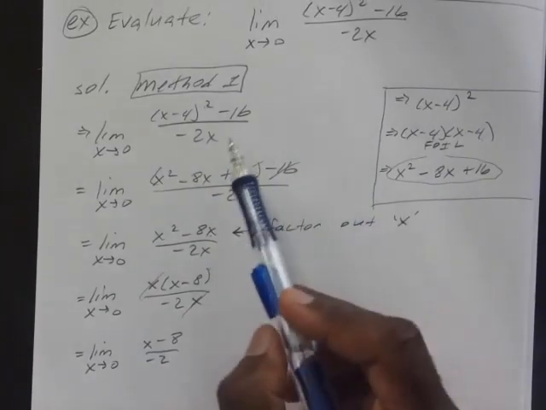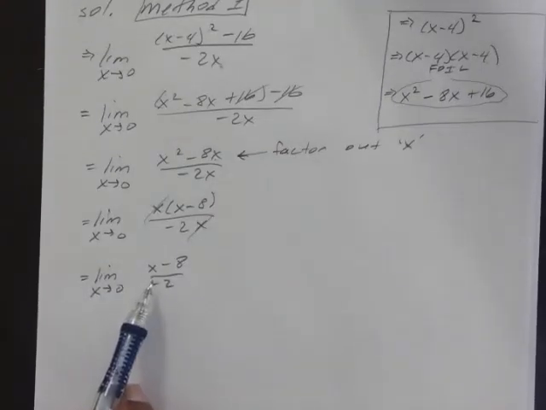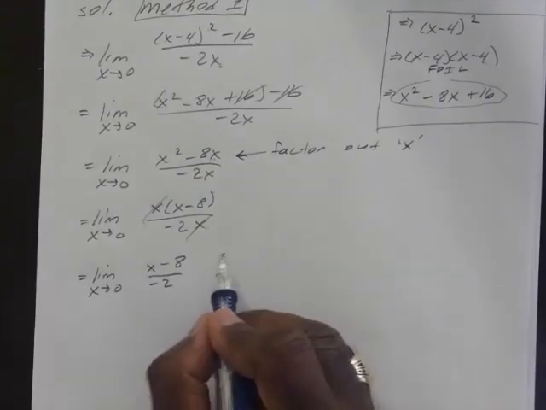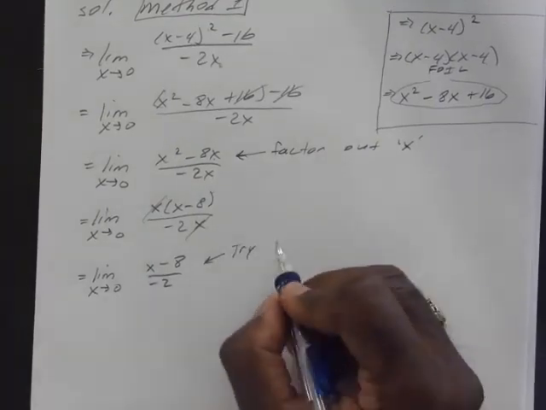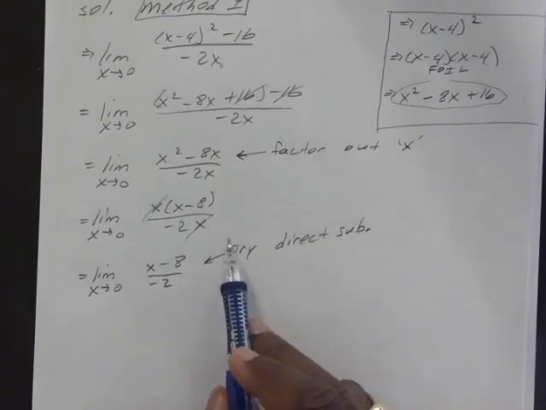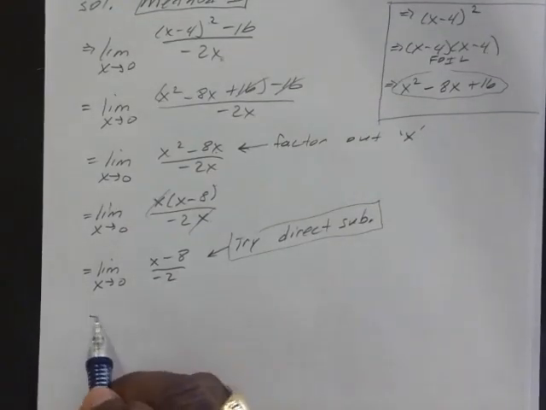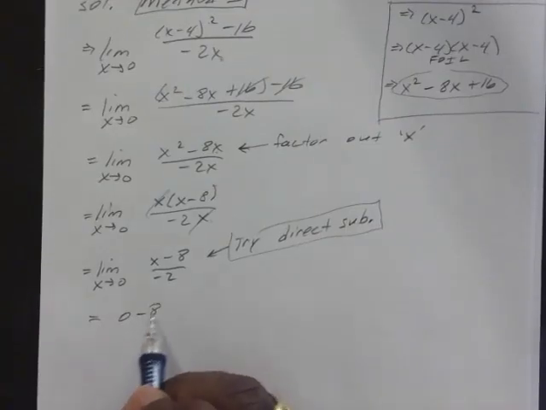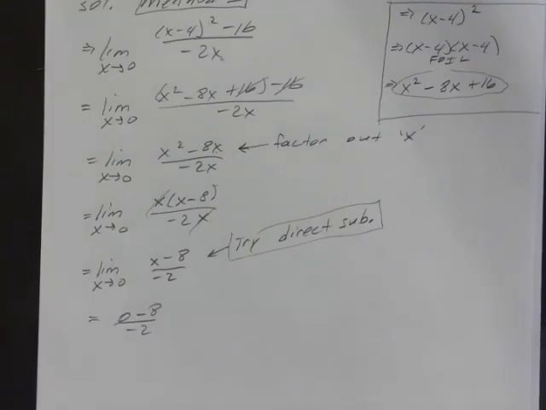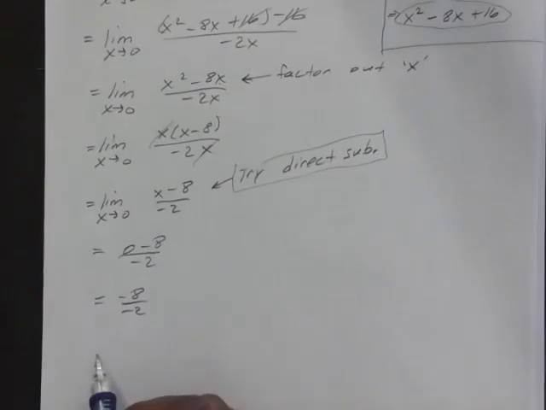Okay. Now, we couldn't do direct substitution up here because we had a denominator of 0. But we can do it here because we won't get an undefined value. So we're going to try our direct substitution. If we plug it in, that just gives us 0 minus 8 divided by -2, which is -8 divided by -2, which is just 4.